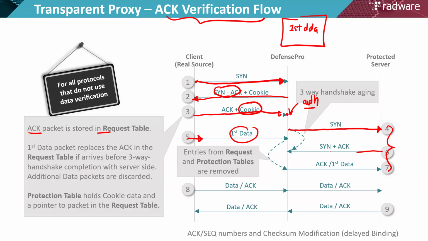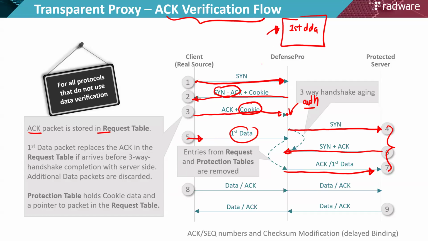So SYN-ACK is sent, and instead of sending just the ACK, along with the ACK we also send the first data, because we have already stored the first data in the request table. Now, if the client also sends the second data, third data, those data would be dropped.